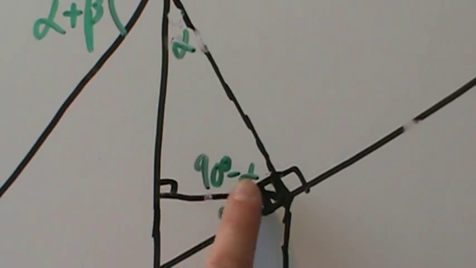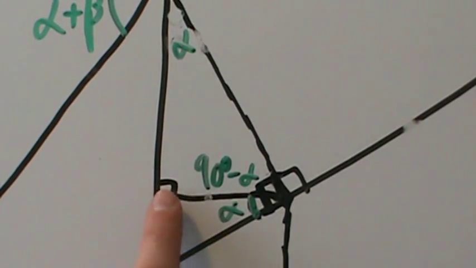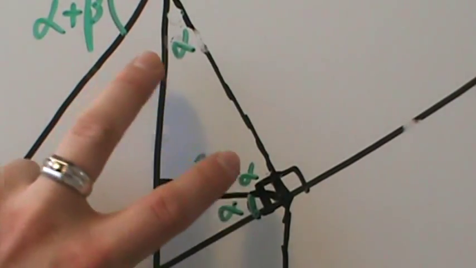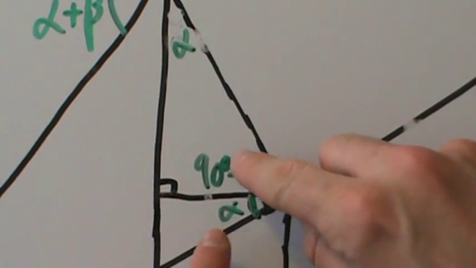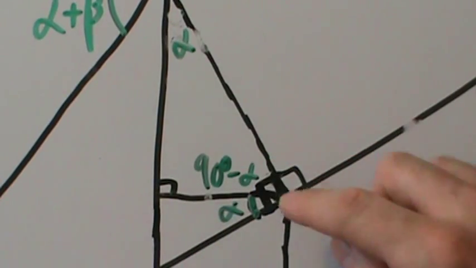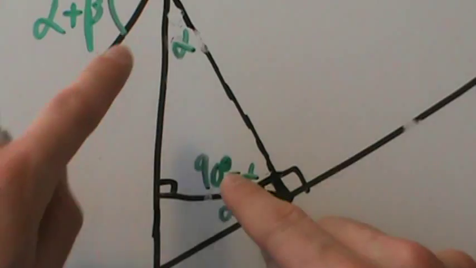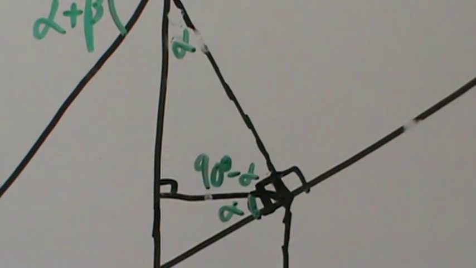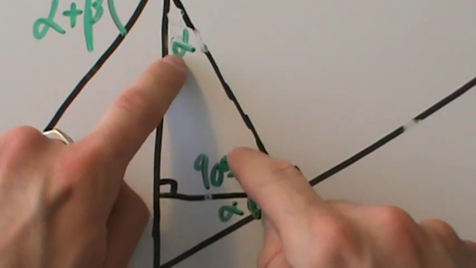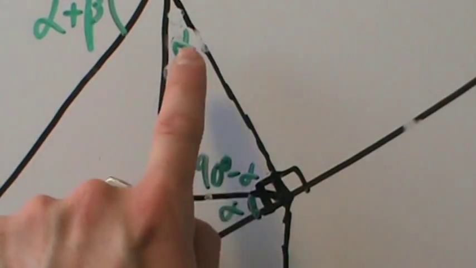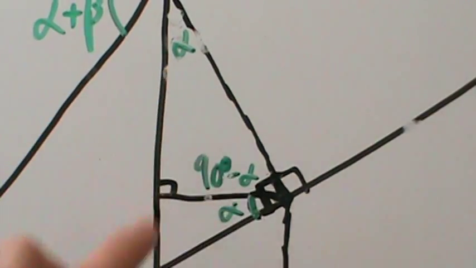So since this is 90 degrees minus alpha, and this is a 90-degree angle right here, then this third angle left over must also be alpha. Okay, because just like here, these two angles have to add up to 90 degrees because of this 90-degree angle right here. The exact same thing is true for these two angles because of this 90-degree angle. Okay, so this angle and this angle must add up to 90 degrees. Since we know this is 90 degrees minus alpha, this has to be alpha because these two angles add up to 90 degrees.